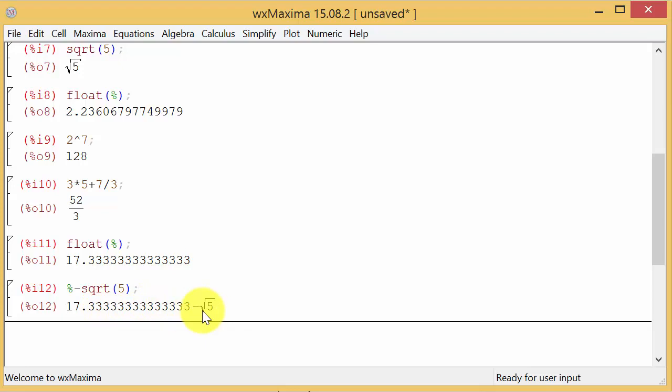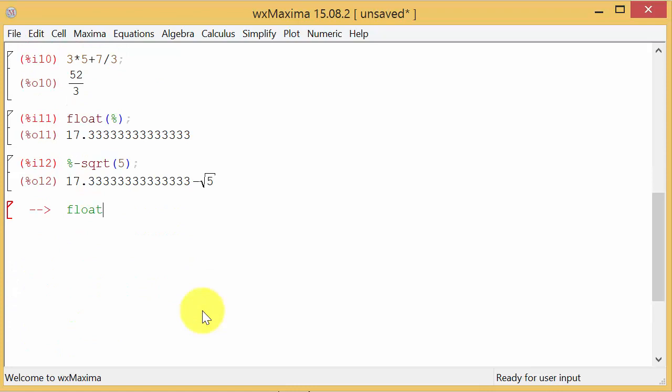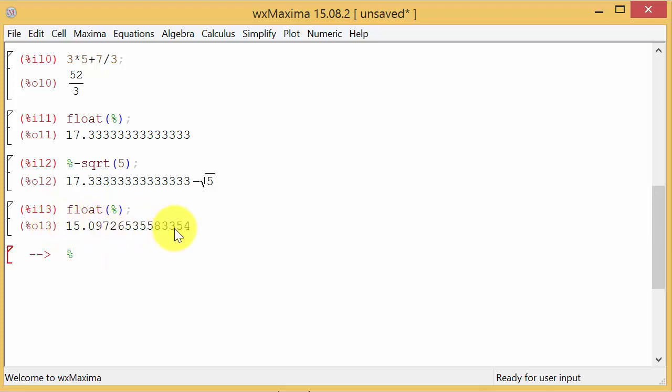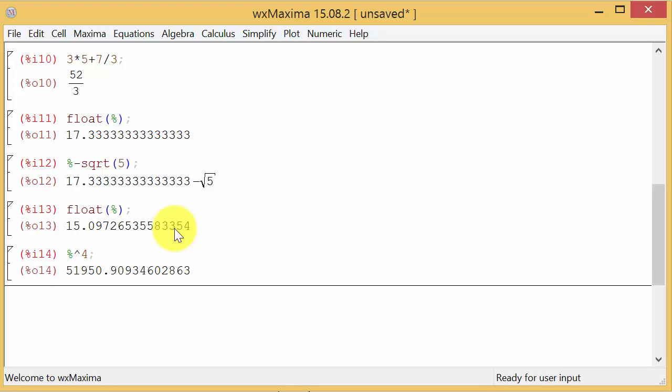So let's turn that into a decimal. What do we do? Float. This result here is what I want to turn into a decimal, so I recall it using the percent sign. I'm recalling this entire result. I hit enter, and we get 15.0972. Now, we want to raise this result to the fourth power. So I can do percent, which recalls this number, raised to the fourth. I hit enter, and there's that number raised to the fourth.